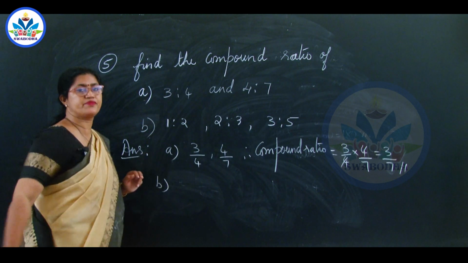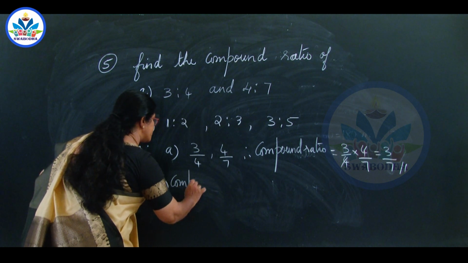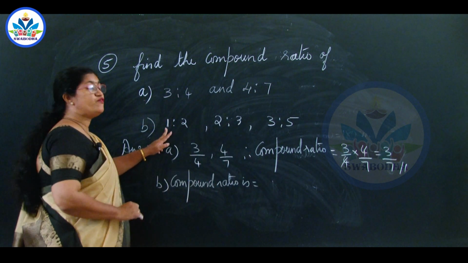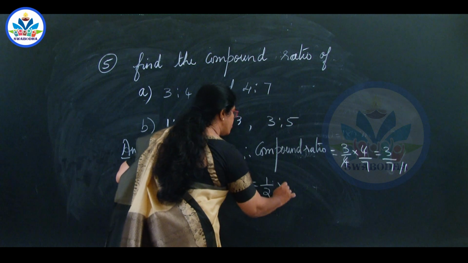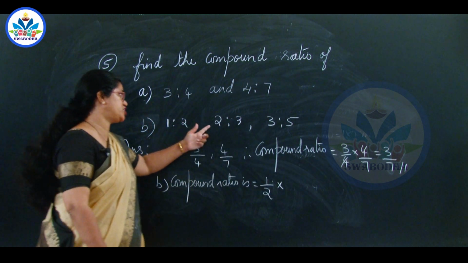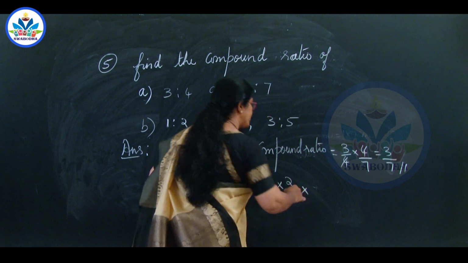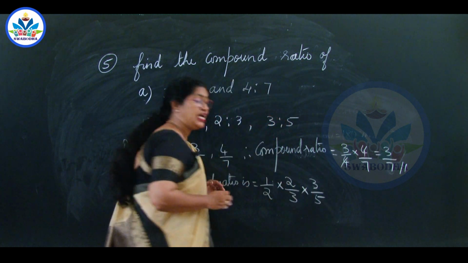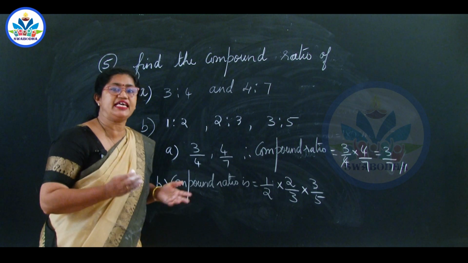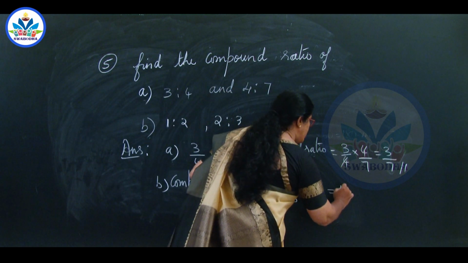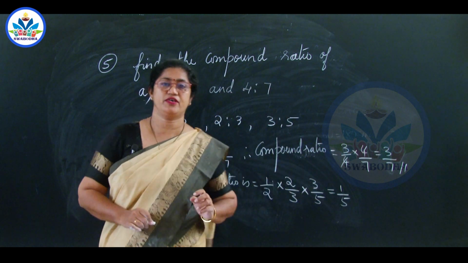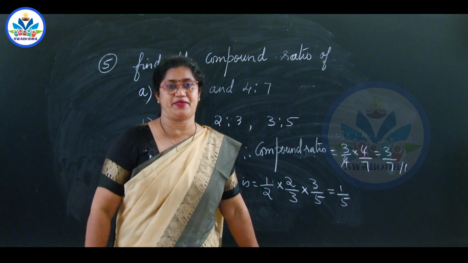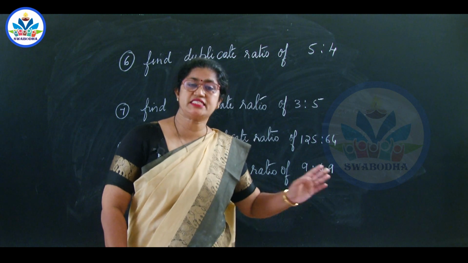Now, second one, compound ratio is first fraction 1 by 2, multiply second fraction 2 by 3, multiply the third fraction. Third fraction is 3 by 5. Anything cancels? Yes, 2 and 2 cancel, 3 and 3 cancel. Reduce it to the simple form, you get 1 by 5. So, this is how you get the compound ratio. Write the ratio in the fraction form and multiply. Let us look at the next set of questions.